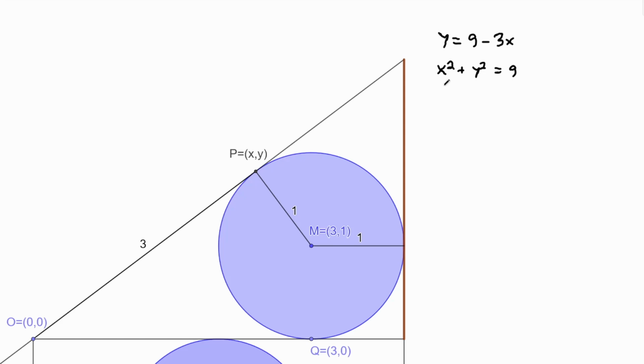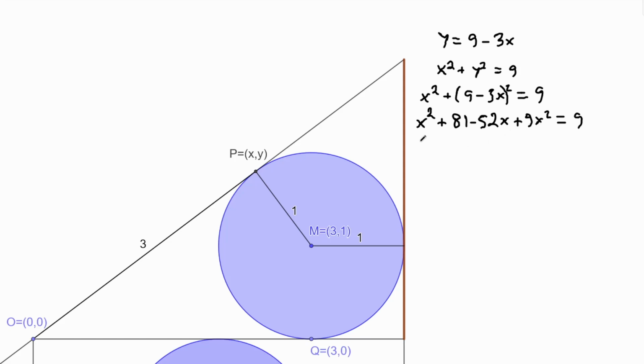Let us now try to solve this equation by substituting for y this expression 9 minus 3x. Then we get that x squared plus (9 minus 3x) all squared is equal to 9. And let us now expand this expression. So we get x squared plus 81 minus 9 times 3 times 2, which is 27 times 2, which is equal to 54, minus 54x, and then plus 9x squared is equal to 9.